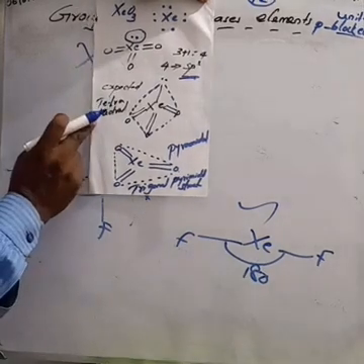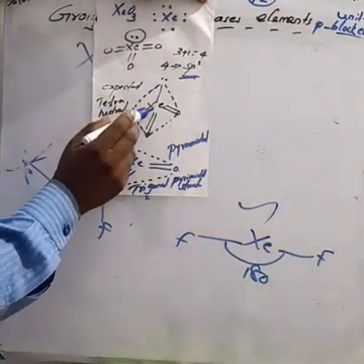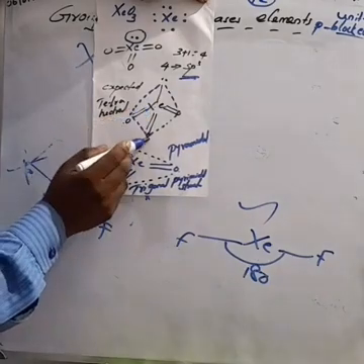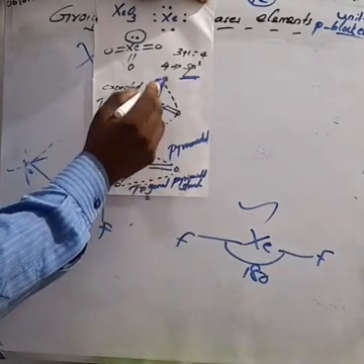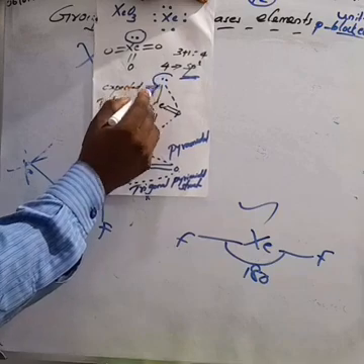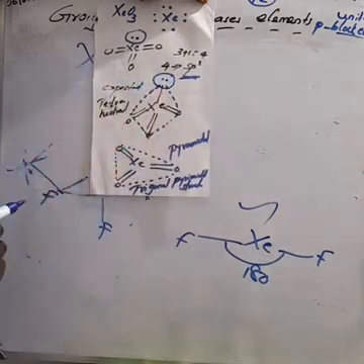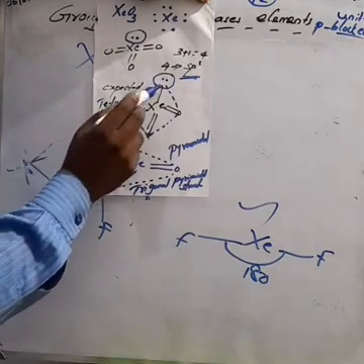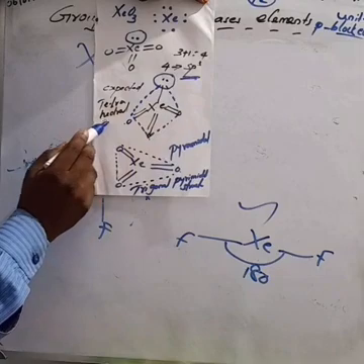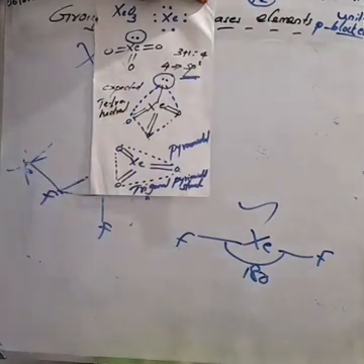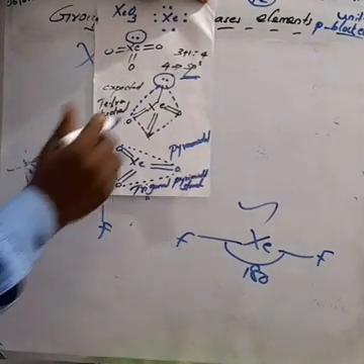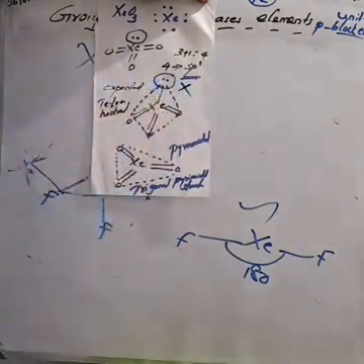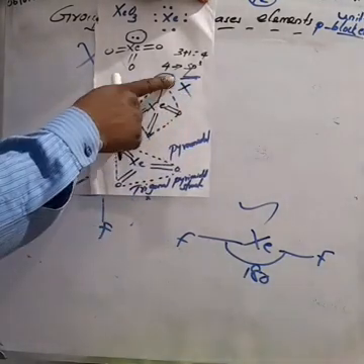What is the expected shape? I am writing xenon with double bond oxygen, and the lone pair of electrons fixed on the upper side. So what is the shape? It is just like tetrahedral. This is the expected shape, tetrahedral. But we are not considering the lone pair of electrons.